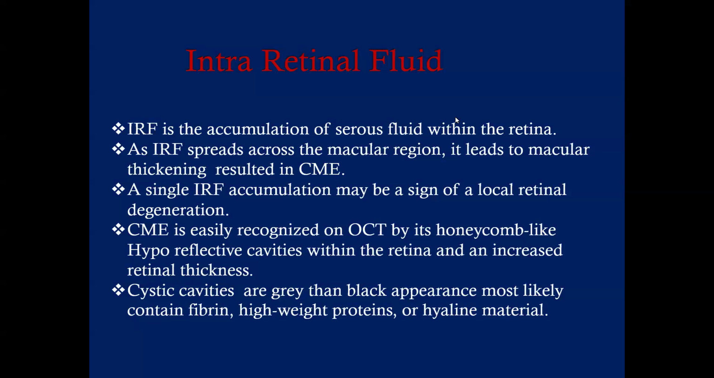Intraretinal fluid accumulation is a serous fluid within the retina. As the intraretinal fluid spreads across the macula, it's likely to give a thickening in the macula resulting in cystoid macular edema. You might have a single intraretinal fluid which results from a local area of retinal degeneration. So CME is likely recognized on OCT by its uniform appearance, hyporeflective cavity within the retina, and its increased retinal thickness. This cystic cavity is likely to have a gray rather than black appearance. It's most likely from fibrin, high molecular weight protein, or highly reflective material accumulation.